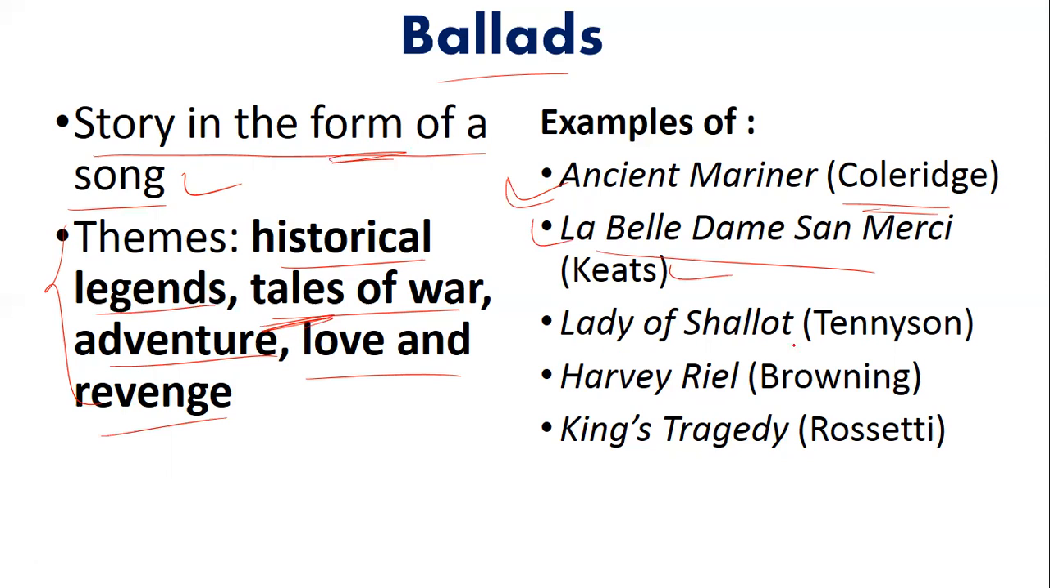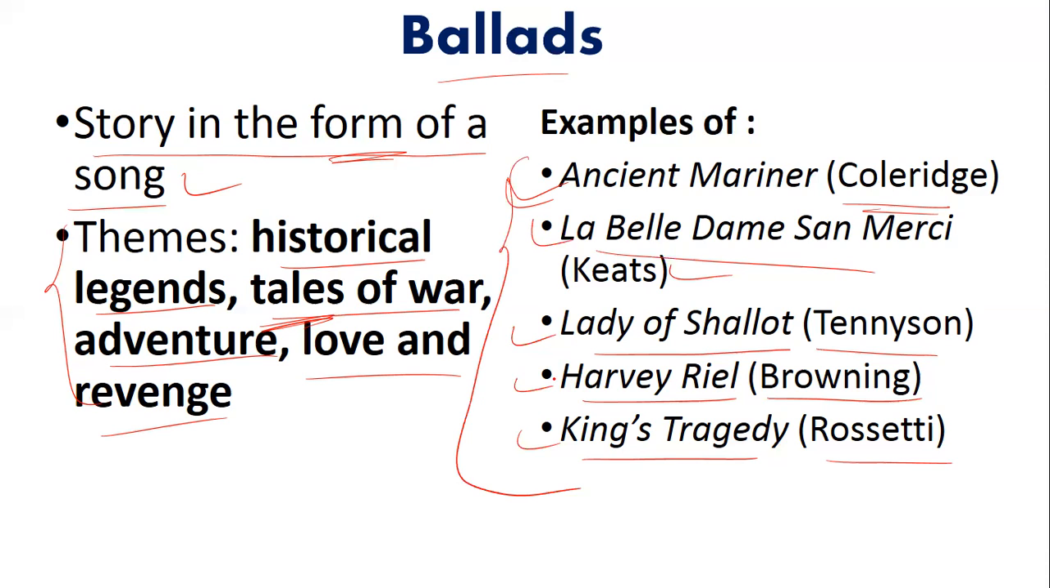Then The Lady of Shalott by Alfred Lord Tennyson, a very important example of ballad writing. Then Hellvellyn, The Haystack... Then Harvey Reel by Robert Browning here, friends. Then The King's Tragedy by Rossetti. So these are the important examples, friends. We can remember these examples for ballad writing. Ancient Mariner is very famous, so they will not ask it again, but they can ask Lady Charlotte, they can ask Harvey Reel, they can ask King's Tragedy, okay, and they can ask about the themes of ballad.